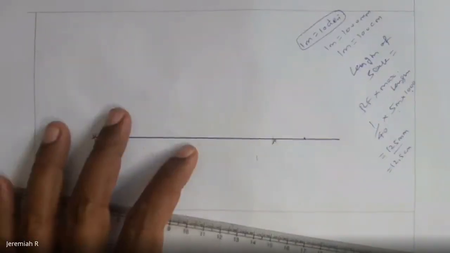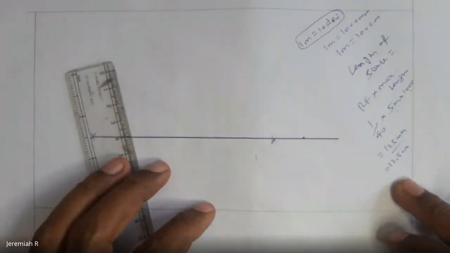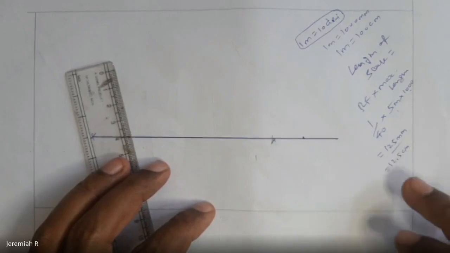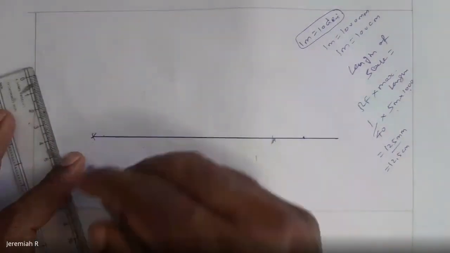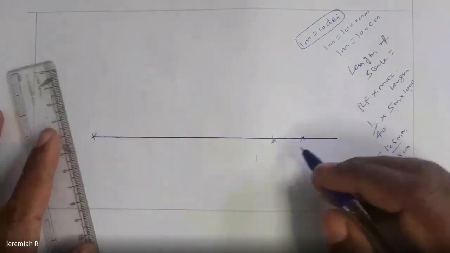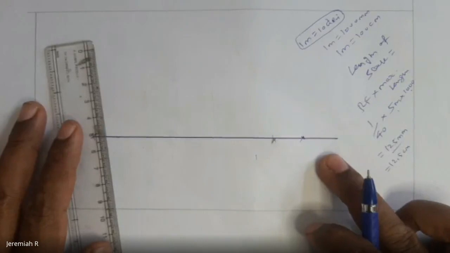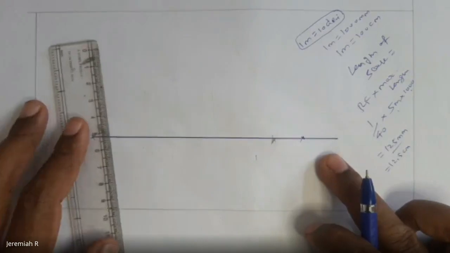Okay. So what we have to do? Draw one line with the length of 125 mm. You got the value 125 mm, that is 12.5 centimeter. So locate a point here, from here with the value of 12.5. Okay, so draw one line here. You have to draw a line with the value of 125 mm, that is 12.5 centimeter.